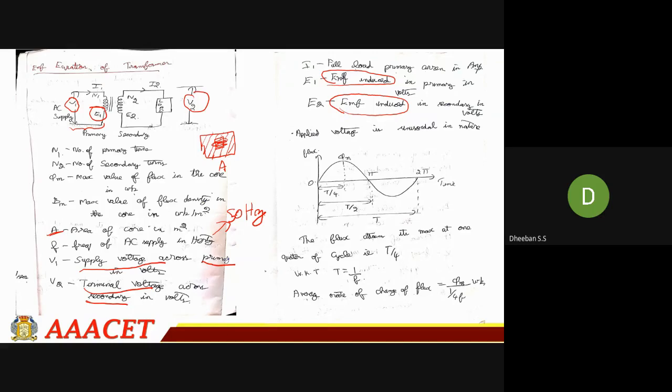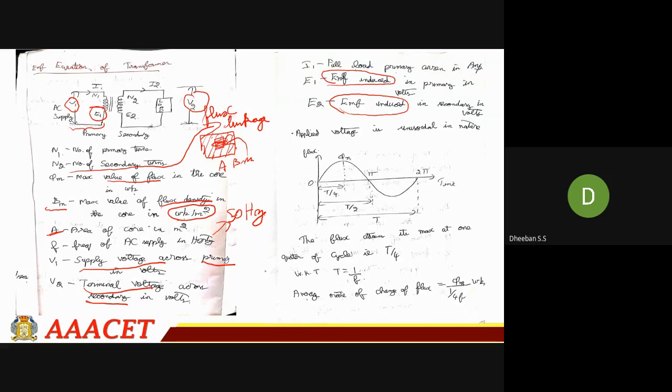Here Bm refers to the flux density, and the unit of Bm is Weber per meter square. Bm is nothing but the flux density in this core. Phi m refers to the maximum value of flux. We have already seen about flux linkage, and I have told about flux linkage. So your phi m corresponds to that flux linkage.